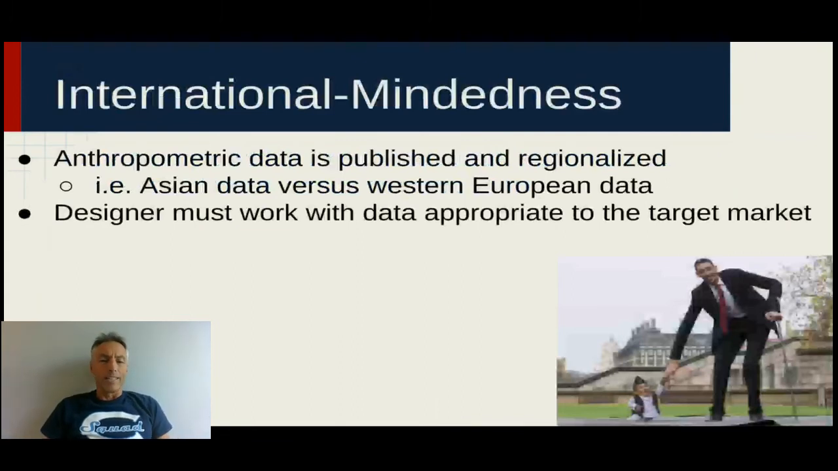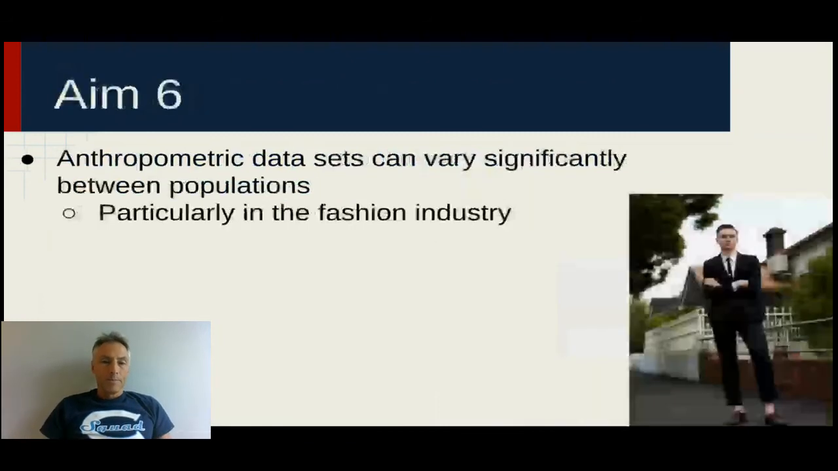So for international mindedness, what they wanted you to think about internationally is that anthropometric data is published and regionalized. What that means is different areas have their own anthropometric data sets that they use for their design. For example, Asian data versus Western European data could be very different. Designers must work within the data appropriate for the target market. Again, if you design for one group, but you're selling it to another group, there's a good chance that they're not going to be happy with your product.